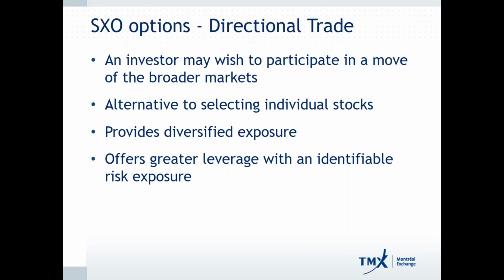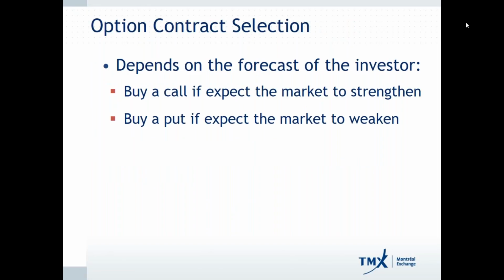So again, remember that when you buy an option, whether it's an index option, an equity option, or an ETF option, the risk as the buyer is limited to the debits paid for the contract. Now, the question becomes, what contract do we select? Again, this comes down to your forecast. If you are expecting that the market, or the Canadian economy in general, is going to strengthen, you're going to buy a call option. If you have an expectation that the market's going to weaken, you are going to purchase a put option to trade that directional bias.